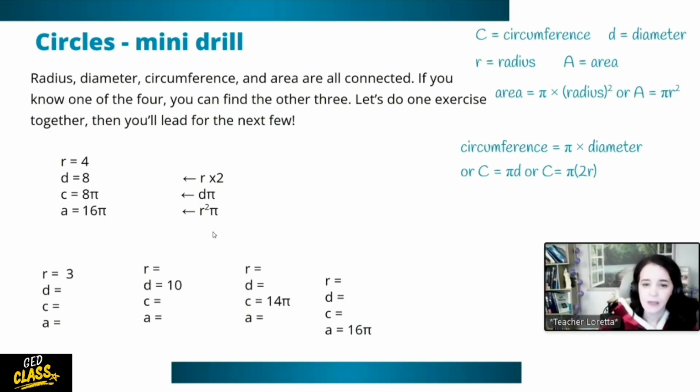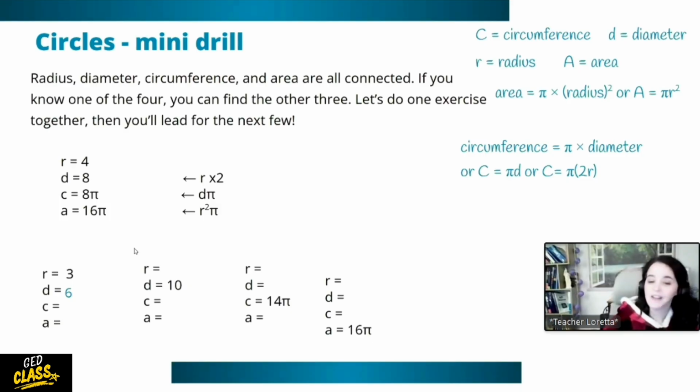So let's try the one below it. See the one where it says radius is 3? If the radius is 3, what would the diameter be? Good. Really good. Bravo. Yes, it is 6. If the radius is 3, the diameter is 6. You take your radius, you just multiply it by 2. Voila, you have your diameter.